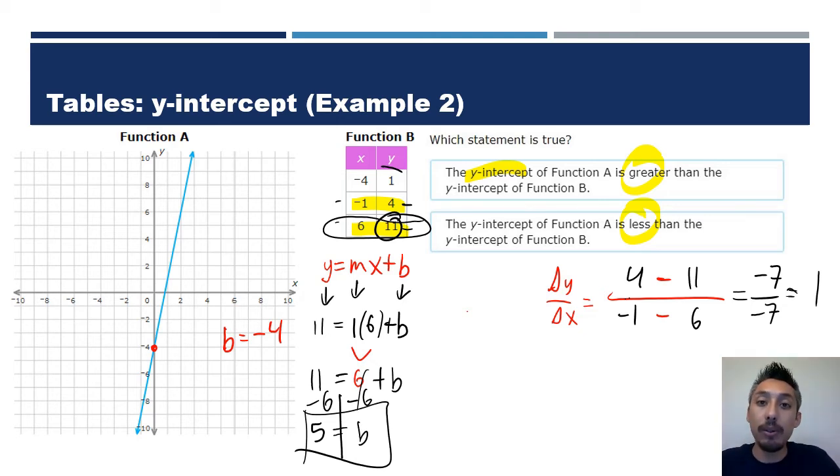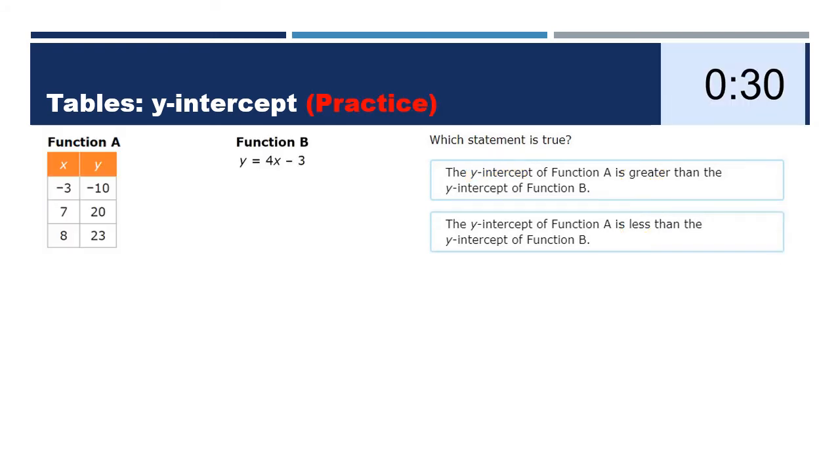And now that we know the y-intercept, the last thing we need to do is compare them. Function a has a y-intercept of -4. Function b has a y-intercept of 5, which means that function b has a bigger y-intercept, which means that the answer here is the second option. The y-intercept of function a is less than the y-intercept of function b.